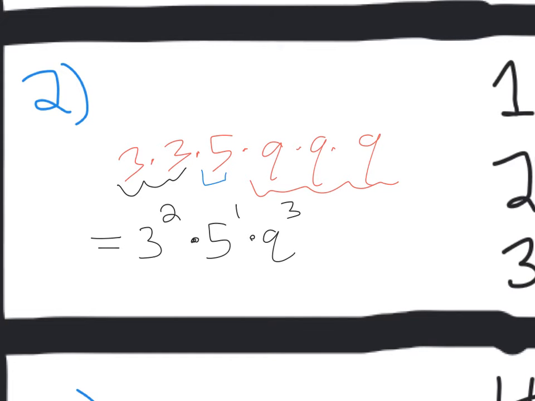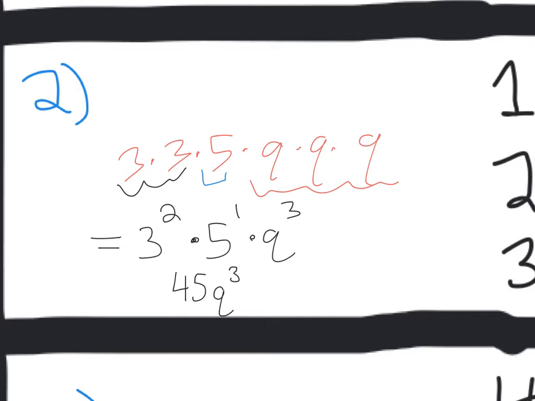If you wanted to make this even simpler, you could multiply this part out. 3 squared would be 9. 9 times 5 is 45. And then you would just attach q cubed to the back of that. That says 45 times q cubed.